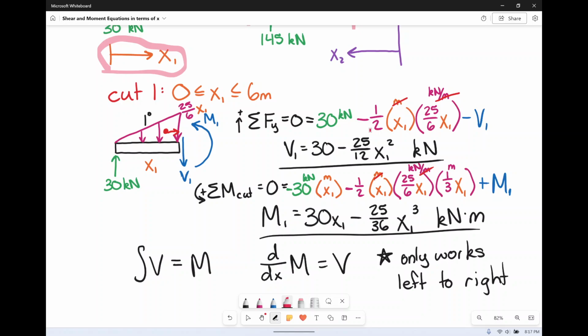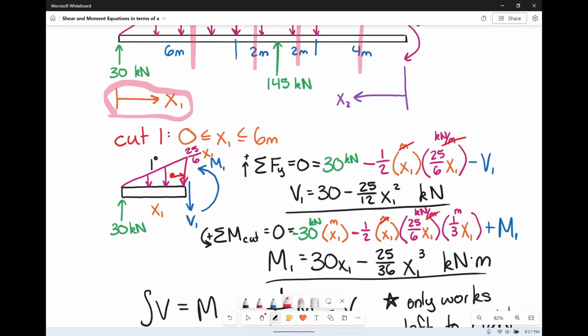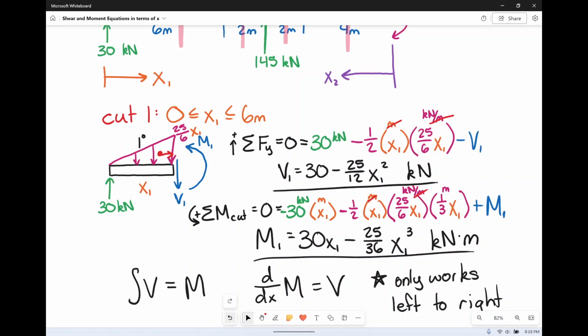Sometimes you're going to be like, whoa, the sign's a little bit backwards if you're going in the x2 direction. And again, that's just because you're effectively trying to draw the shear and moment diagram in reverse. And we had a big thing about please only go left to right. And that is literally because that's going to make the calculus actually make sense. So if we take the derivative of our moment equation, right? You take the derivative of 30x1, you're going to get 30.